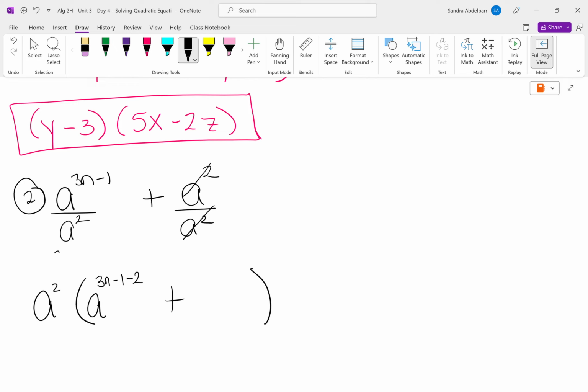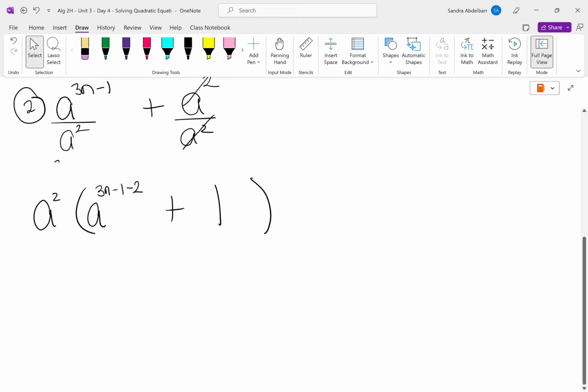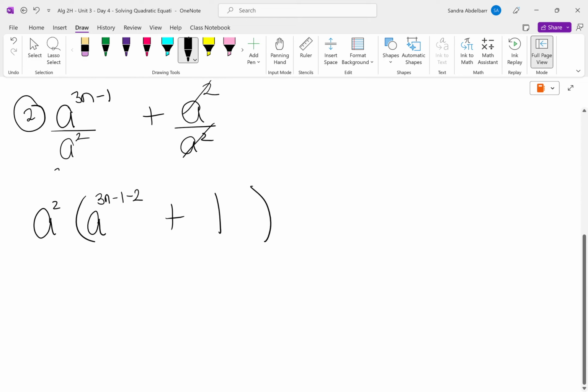No, it's not 0 there. What's there? Is it important to have that 1 written there? Absolutely. Lila? Wouldn't it be better to take a negative a squared? No. Let's keep going. I'll show you why. So now we're going to have an a squared. And now I have a raised to the 3n minus 3 plus 1.